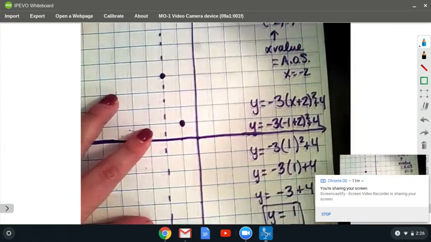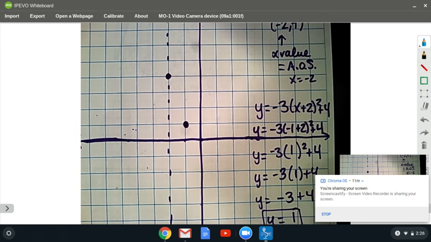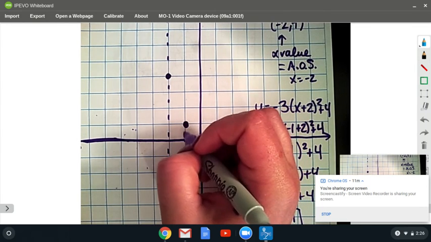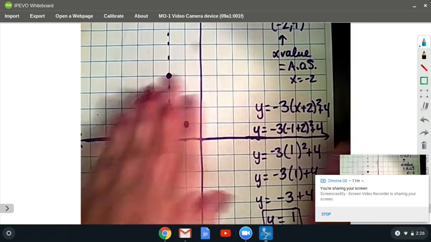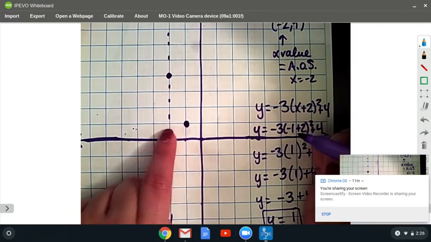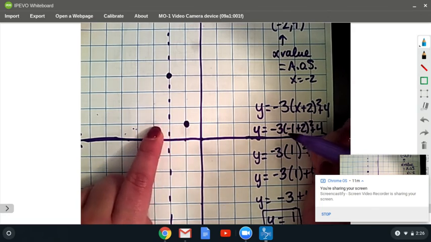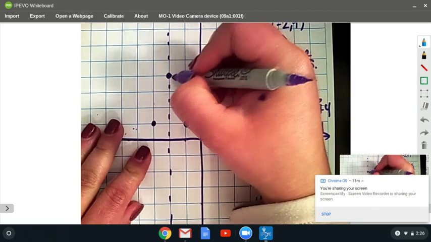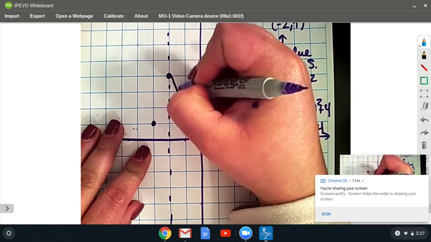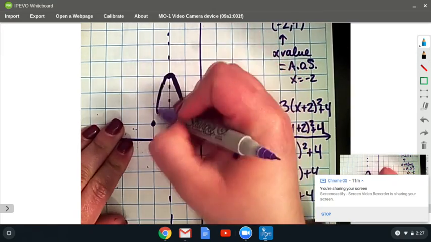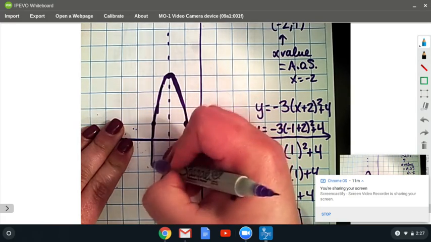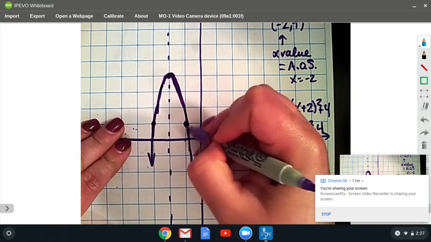And now here's where that mirror image comes in. Because I know 2 points, I can easily plot a third point because this is your axis of symmetry. Whatever's on this side should be symmetric on the other side. So if I have a point 1 space away here, I should have a point 1 space away in the other direction. Now this allows me to make my graph. And it should not look like a V. It should be arced a little bit.